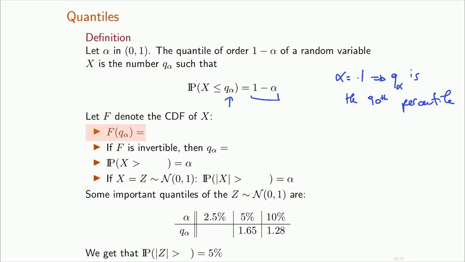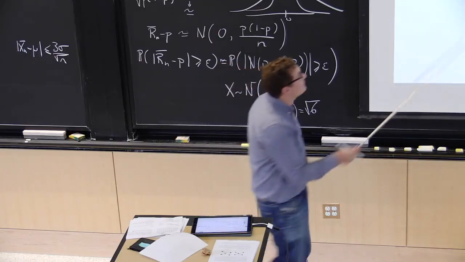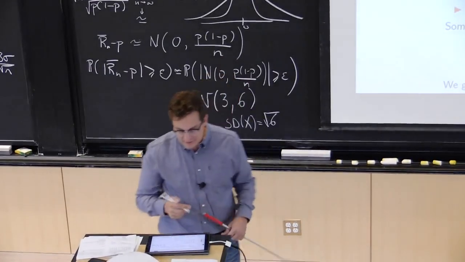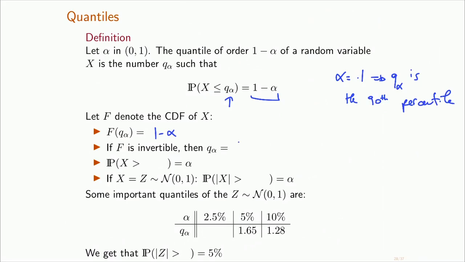So can somebody tell me what is f of q alpha? Yes? Yeah, 1 minus alpha. Thank you. Right? So it's 1 minus alpha because f of q alpha is just this guy. By definition, it's what it is. So now if I have a function, when I evaluate it at q alpha, I get 1 minus alpha. So I just need to invert the function. If f is invertible, q alpha is simply f inverse of 1 minus alpha.